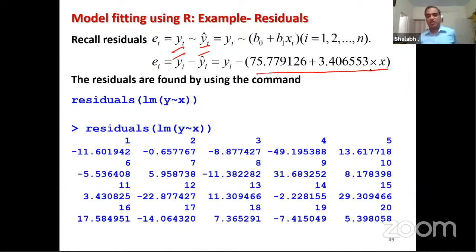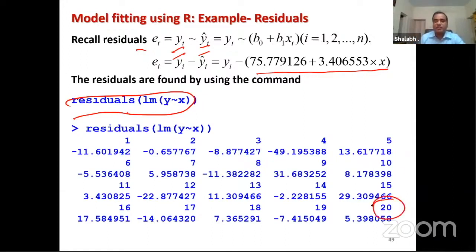This is the model, and you try to obtain the difference between the observed value yi and the fitted value, and this is called the residuals. In R, you can find such residuals with the command residuals, and inside the parentheses you use lm(y ~ x). There are 20 observations, so there are 20 fitted values, and hence 20 residuals.